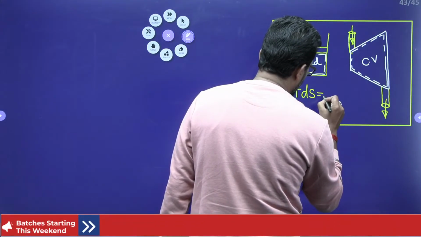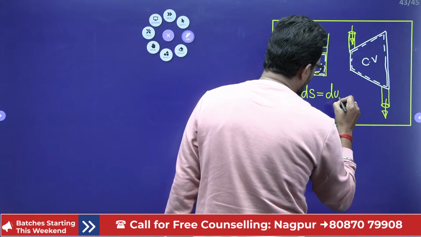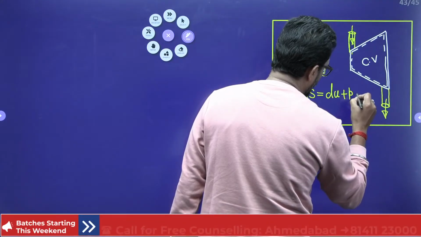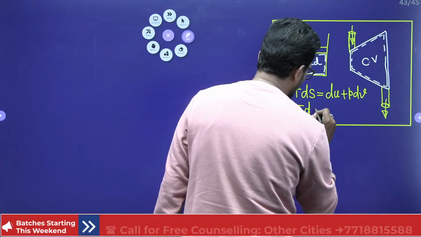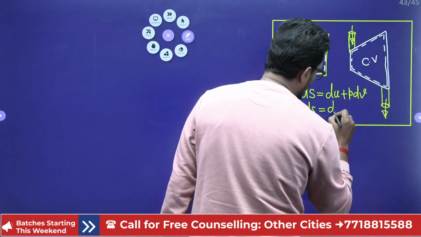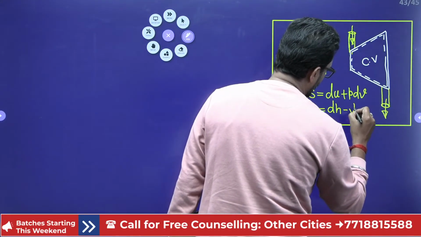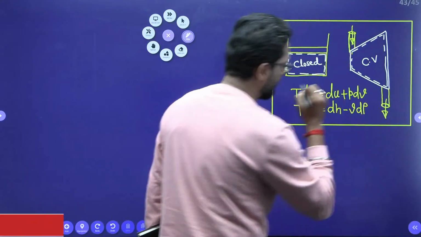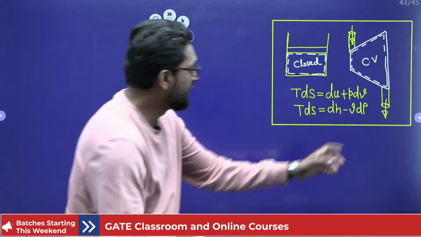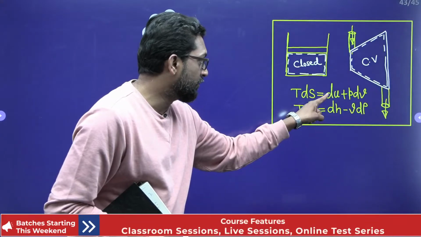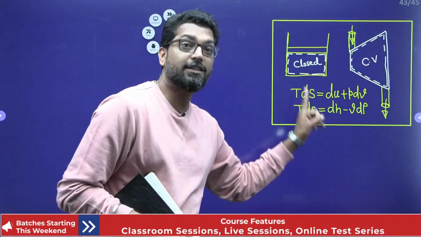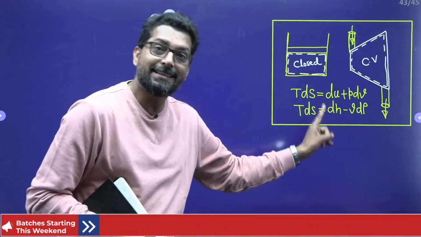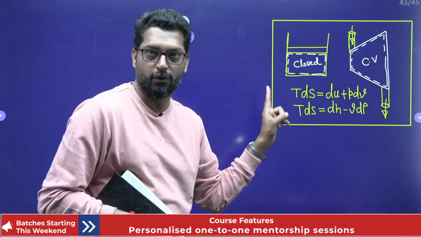In both of the cases, we can say that TdS is equal to dU plus PdV and TdS is equal to dH minus VdP. Mind it, in both the cases, it is not necessarily that this equation is valid for the closed system and this equation is valid for the open system. No. These are property relations and they are applicable for any kind of process.